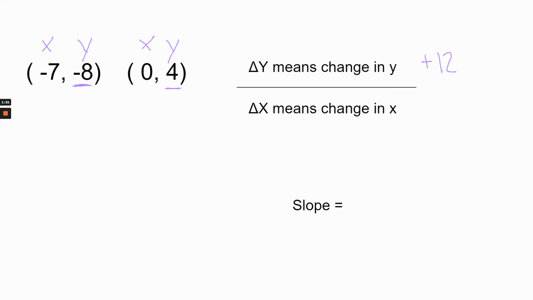And now we need to make a fraction with the change in y over the change in x. Again, we use the same symbol, the little delta x. So we're going to look at the change in x. Our x went from -7 to 0, so that is +7. So now we can find our slope. We have +12 and +7. We can't reduce that, so we'll just put 12 over 7.